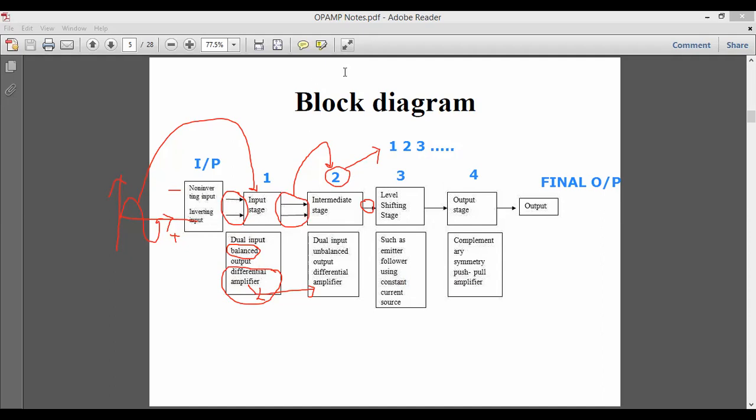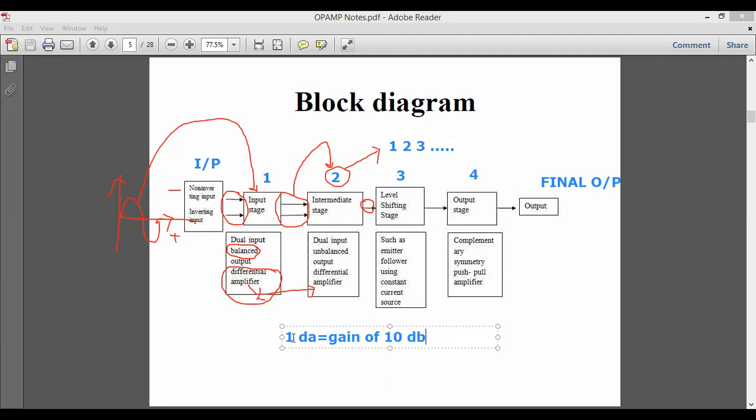For example, let us say that one differential amplifier is giving you a gain of some 10 dB, but I want my device to be designed such that at the final output stage, I should have 50 dB. This is my requirement. I want my device to give me 50 dB of gain at the output stage.